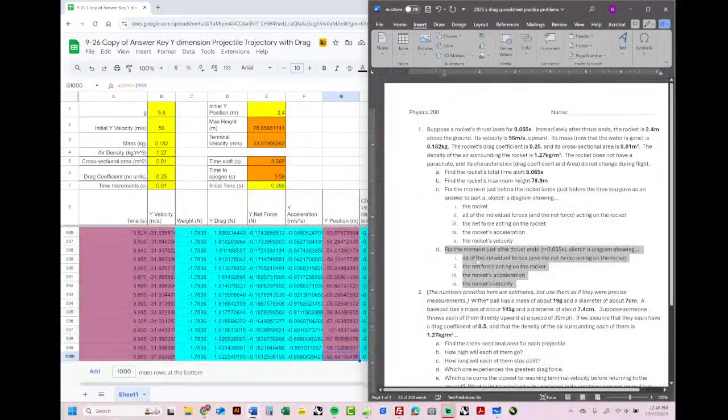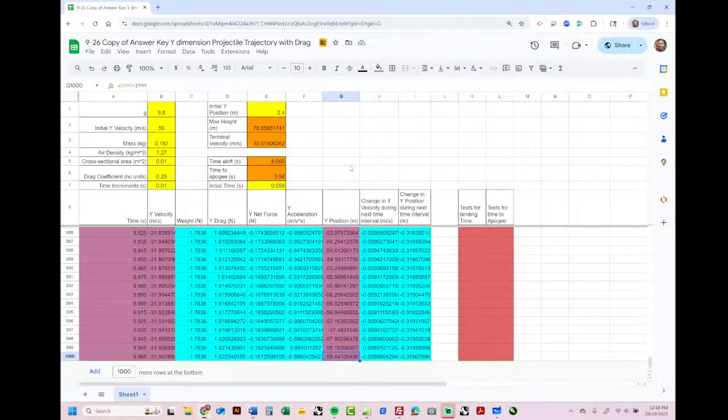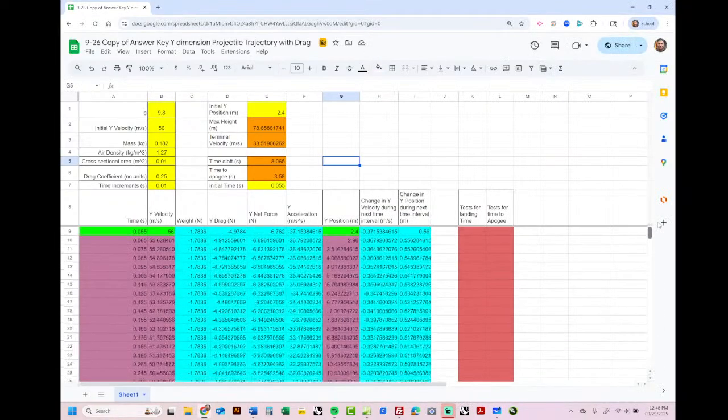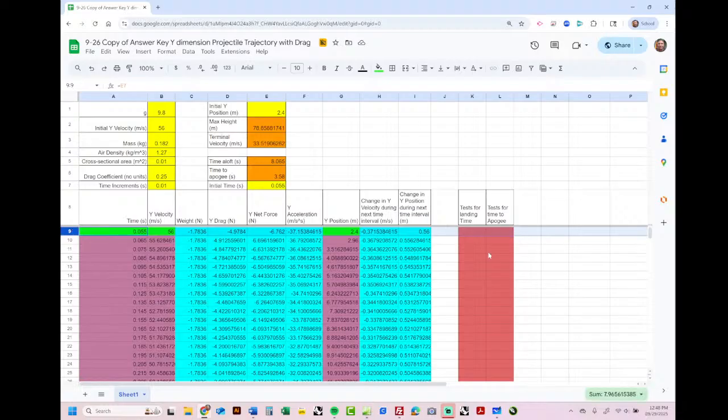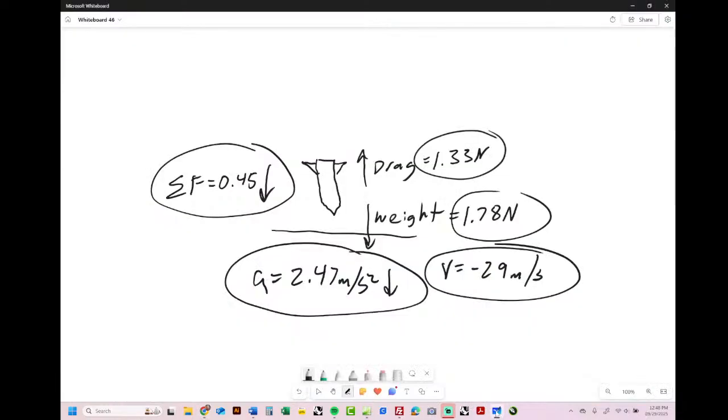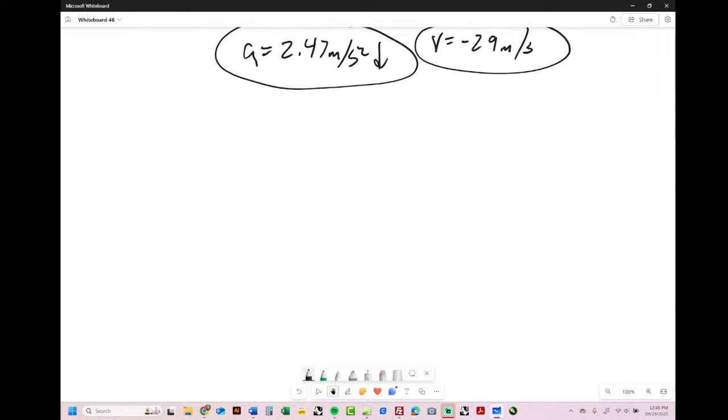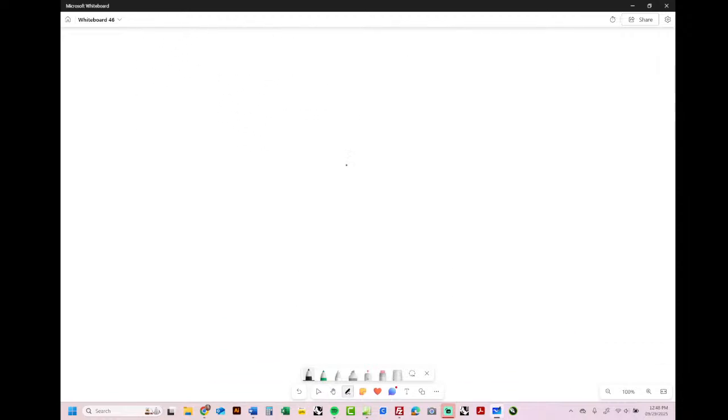Now I need to change some things. So we need to focus on a time of 0.055 seconds, which is very easy. That's the very first time. So now we can just look at row 9 to get all the information for this drawing. So I'm going to make a new drawing and make an even better rocket this time. Let me give it another fin.